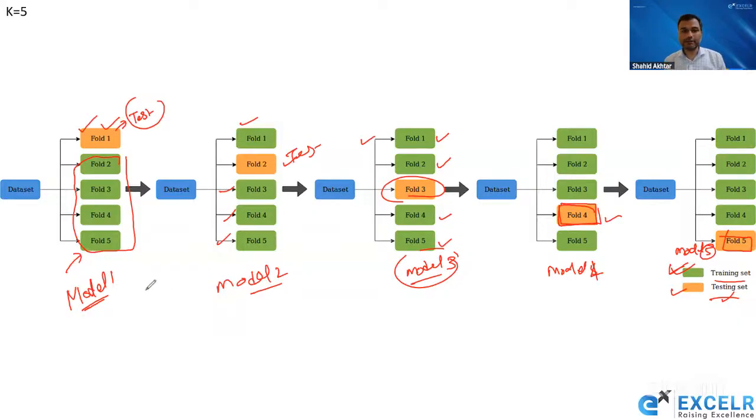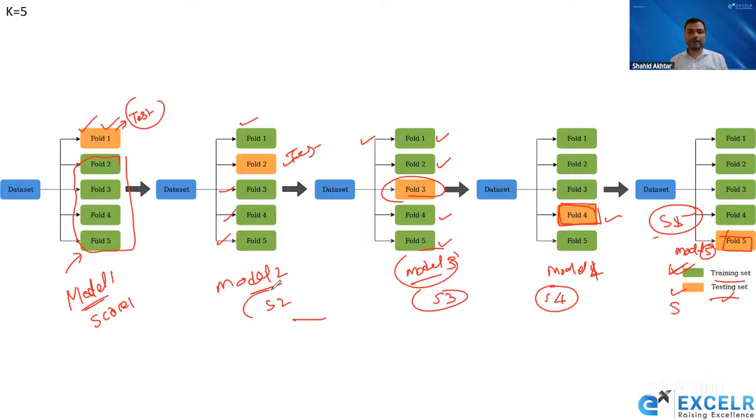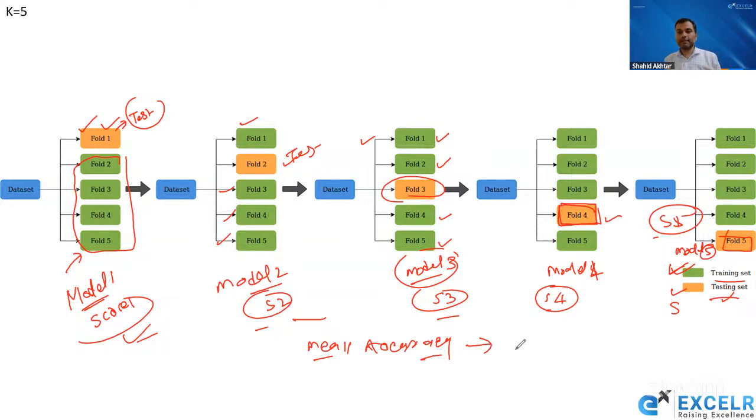Okay, model accuracies. You will get different accuracies, or scores: score 1, score 2, score 3, score 4, and score 5. So different scores you will get. If you are doing this for accuracy, take the mean accuracy. The mean accuracy will give you the overall accuracy.